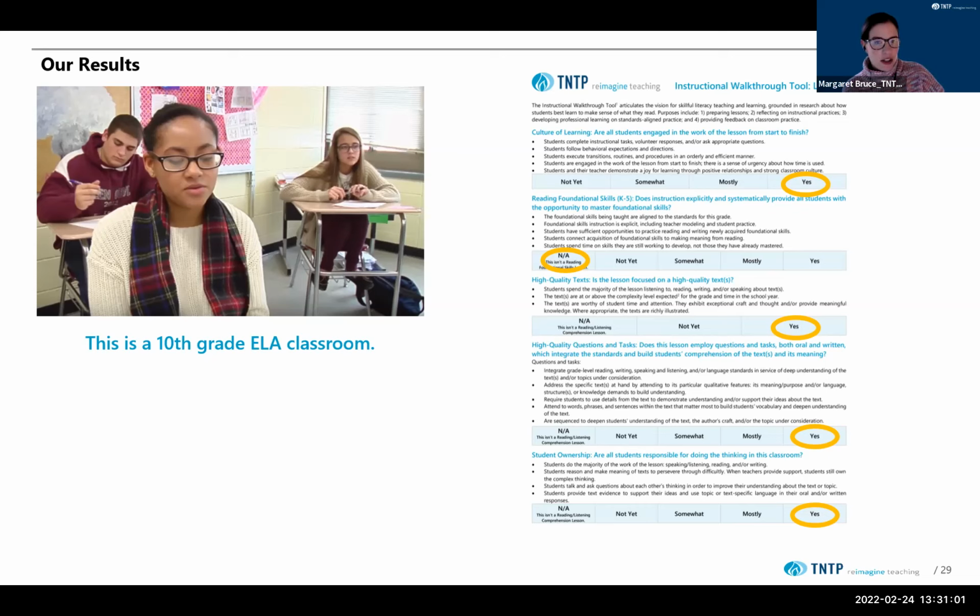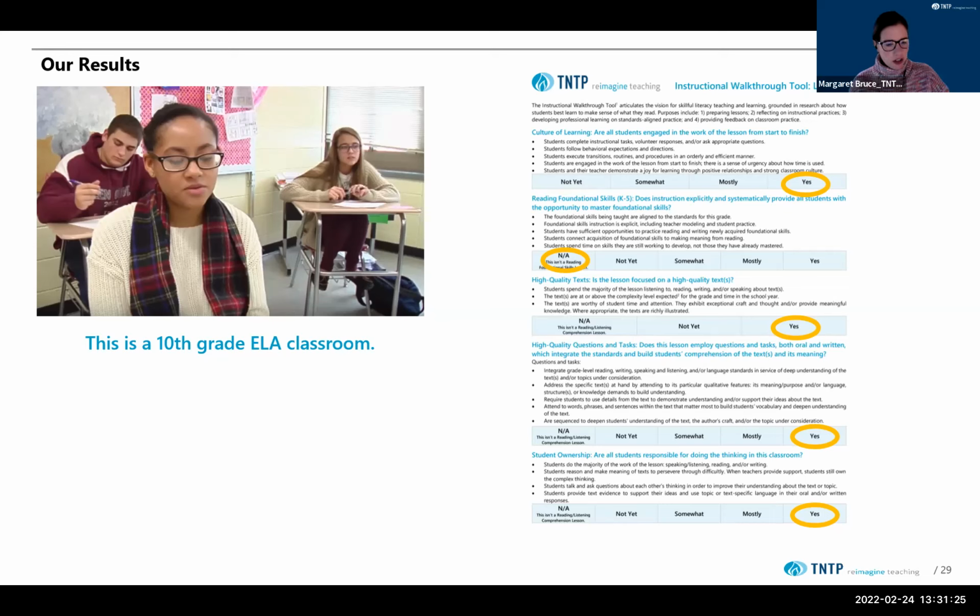High quality questions in tasks. We are with 80% of you also with a yes. The tasks and questions ensure students attend closely to the text and use text evidence to demonstrate their understanding of the text's most important ideas and meanings, again, aligned with the shifts called for by the standards in ELA.